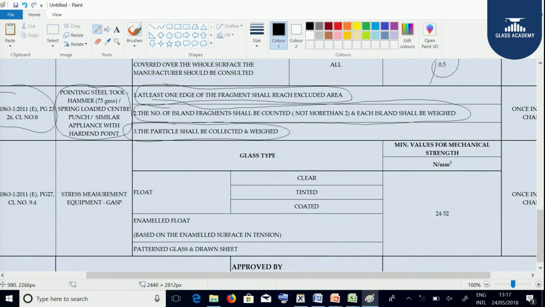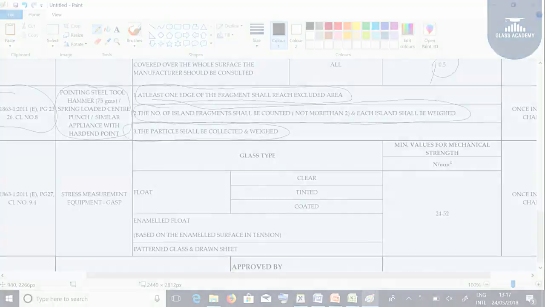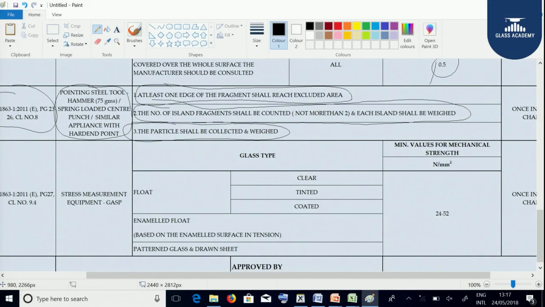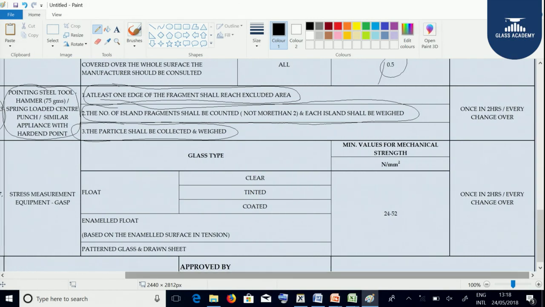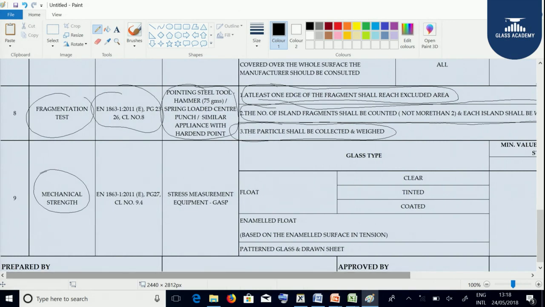So in order to understand the breakage pattern for a heat strengthened glass, we need to consider three things. First, whenever you break the glass, one of the cracks should end at the other side of the edge, and we need to see the number of islands and the particles. We need to weigh the islands and the particles to conclude whether it is heat strengthening or not. The frequency of testing shall be every 2 hours or whenever there is a changeover. This is a destructive method of testing that we have seen so far.